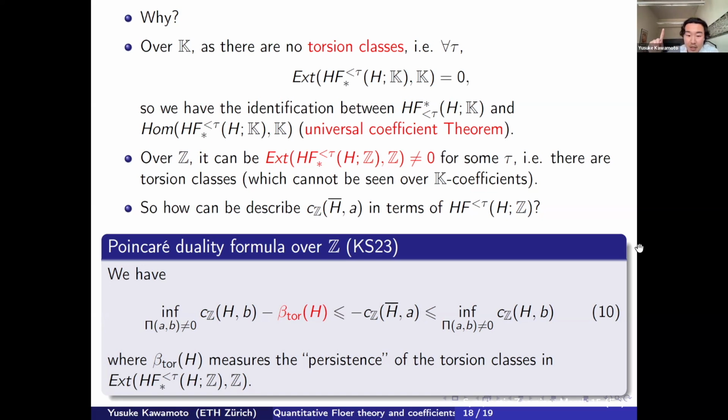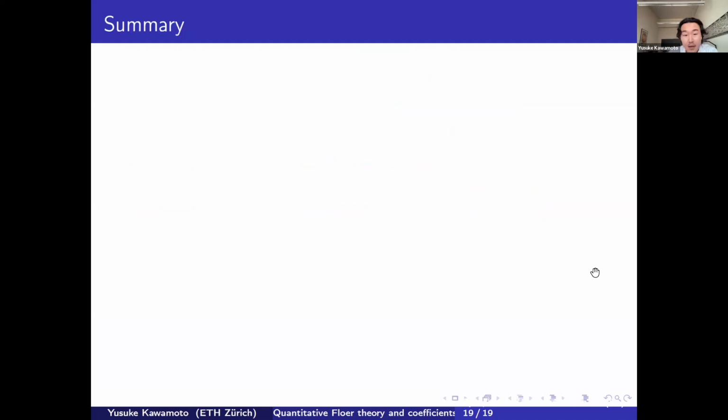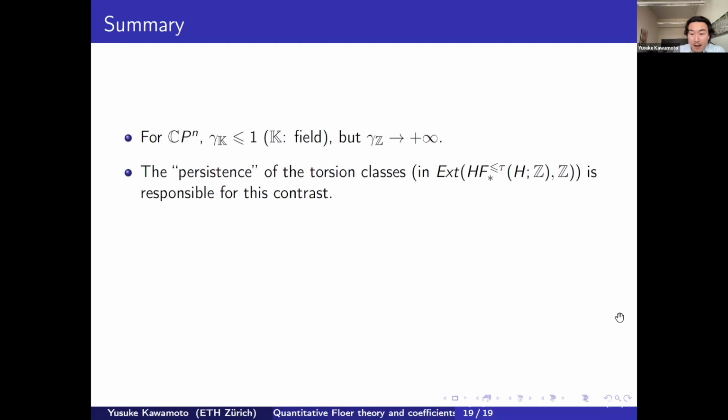Okay, so I'm actually way ahead of time, but I'm done. So let me summarize my talk. First of all, at the beginning, we've seen that this value, the spectral norm over a field, was known to be bounded. But actually, if you take Z coefficients, it's going to diverge. And this difference is caused by persistence of torsion classes.